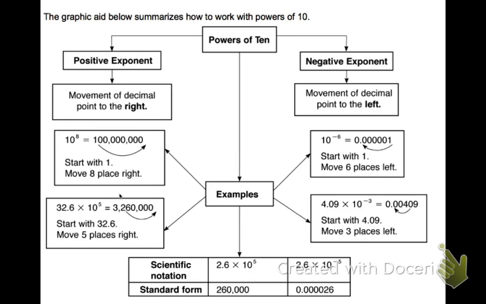Here's some other examples. 32.6 times 10 to the 5th means we're going to move the decimal to the right 5 places. Over here, 4.09 times 10 to the negative 3 means starting after the 4, move to the left 3 places. Then it leads to scientific notation. So what I would like you to do right now is, using everything we just did knowledge-wise, complete problems 1 through 9 on the bottom and come up with answers, please. Is this homework? Nope, this is now work.